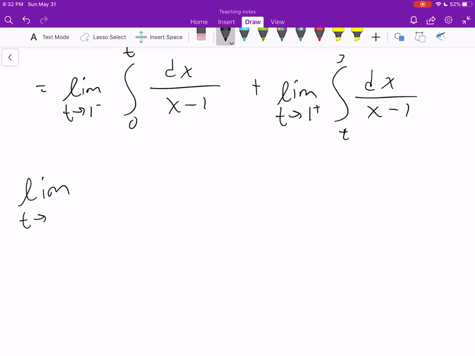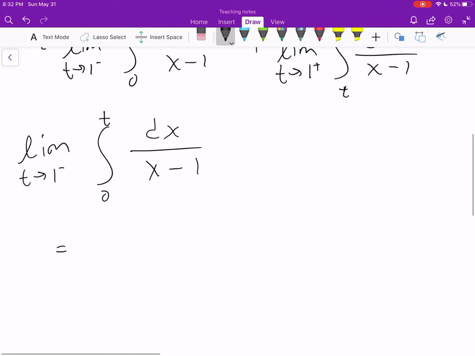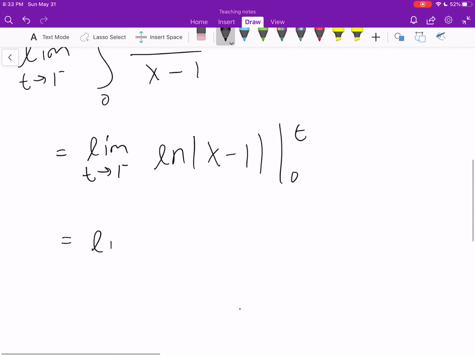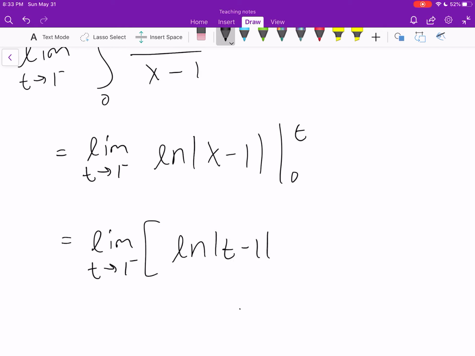The limit as t approaches 1 from the left of the integral from 0 to t of dx over x minus 1. Let's see if this converges or not. And if it does, we'll check if the other one converges, and then we can just add those together. This integral is one that we know, or should be able to do by now. It's ln of the absolute value of x minus 1 from 0 to t, so we evaluate ln absolute value of t minus 1 minus ln absolute value of minus 1.